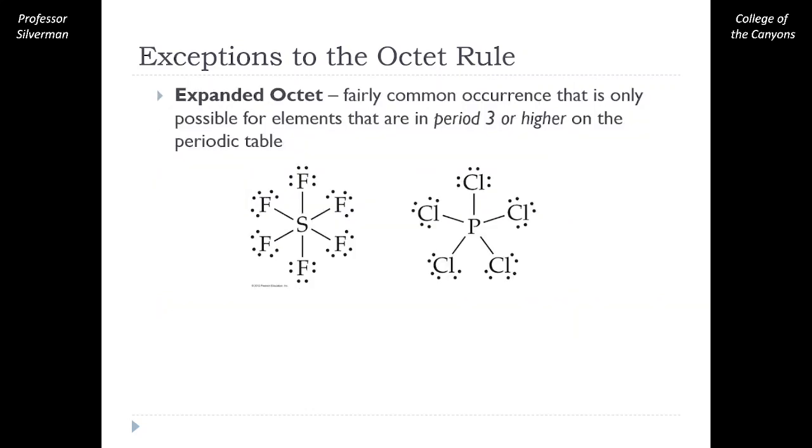Or we can go beyond the octet and have 10 or 12 electrons surrounding some atoms. Here we have sulfur and phosphorus. This is possible when we have elements that are low down on the periodic table. For us, we'll try to stick to molecules that do obey the octet rule, and so we can follow those rules that we outlined before.